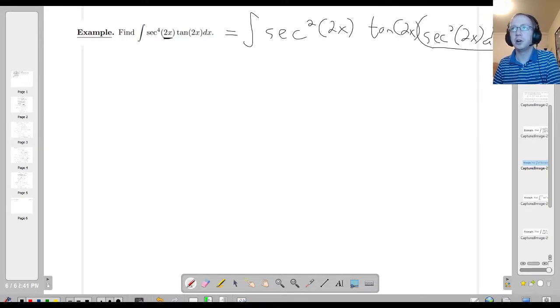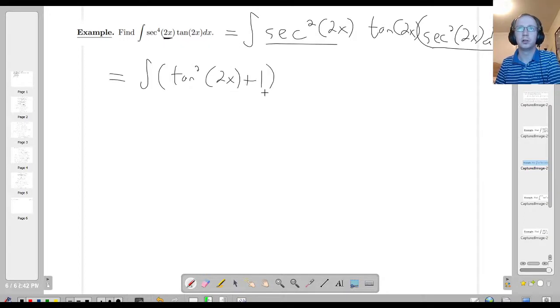Now because I have secant squared over here, my objective is to turn everything else into tangents, because this guy would then be the derivative of tangent. So let's see what we can do here. I need to use a Pythagorean identity to convert that secant squared. So I'm going to rewrite this as tangent squared 2x plus 1 times tangent 2x times secant squared 2x dx. So now everything over here is written in terms of tangents.